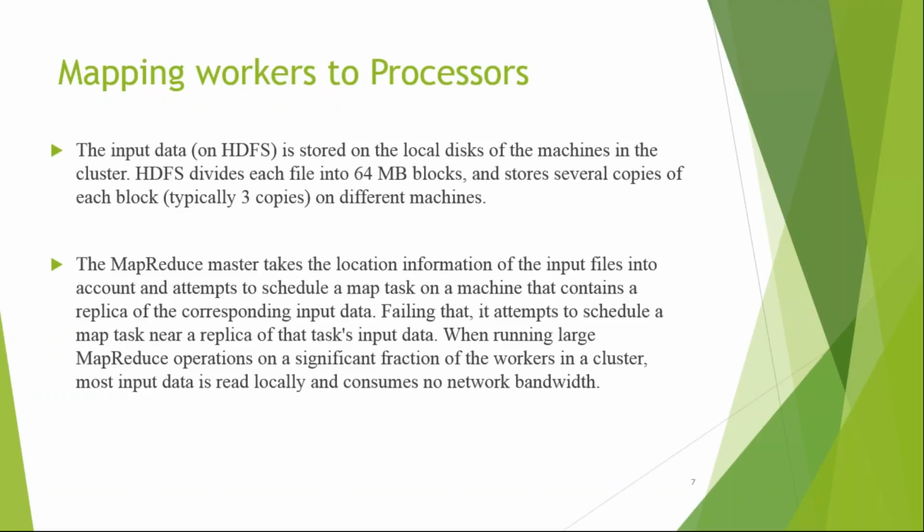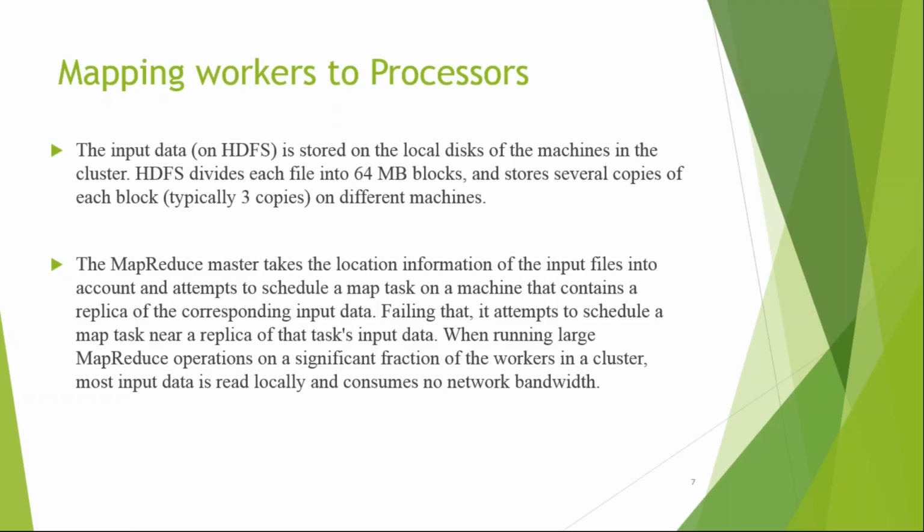Who is a MapReduce master? Job tracker. It takes the location information of the input file into account and attempts to schedule a map task on a machine that contains a replica of the corresponding input data. Failing that, it attempts to schedule a nearest map. We'll talk about that. This is called speculative execution. We already talked about it, and we'll talk about that later.